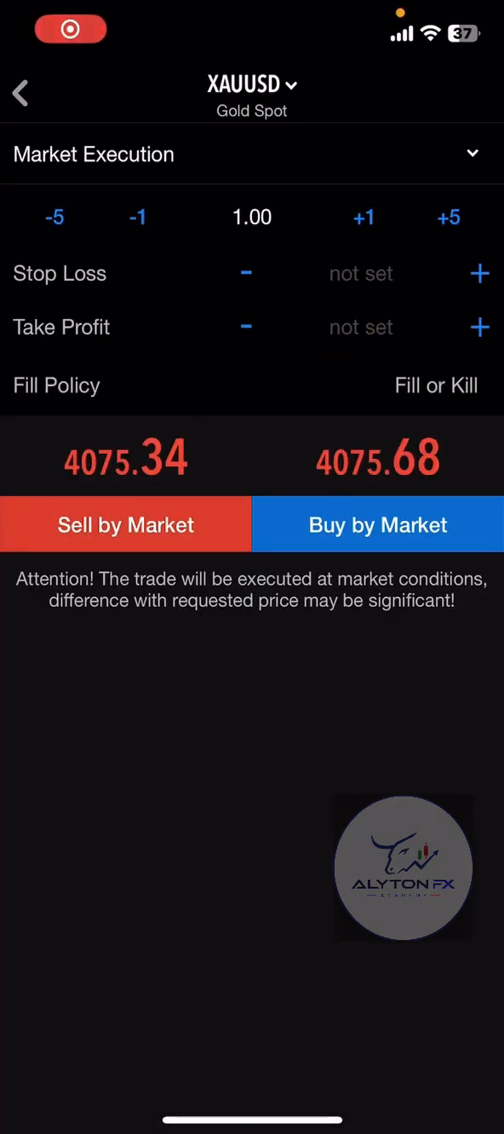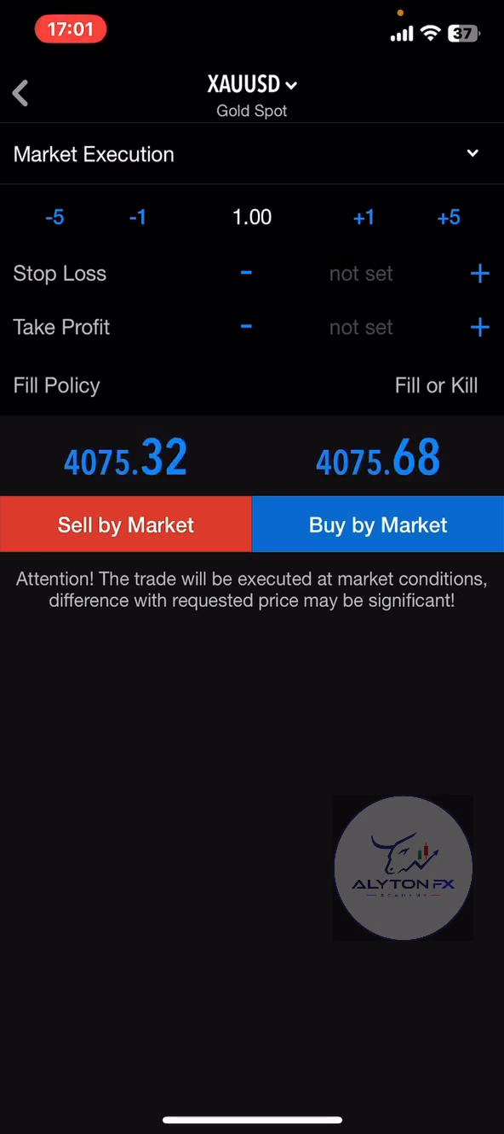Let's say, for example, we want to buy XAUSD. When we are buying, we are expecting the price to rise. Currently the market price is at 4075. As you can see, before you click buy, you can see somewhere that is written "stop loss not set." So you're going to go there to set your stop loss.